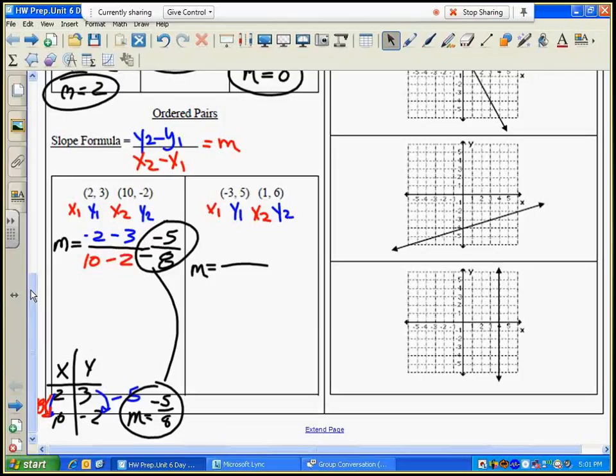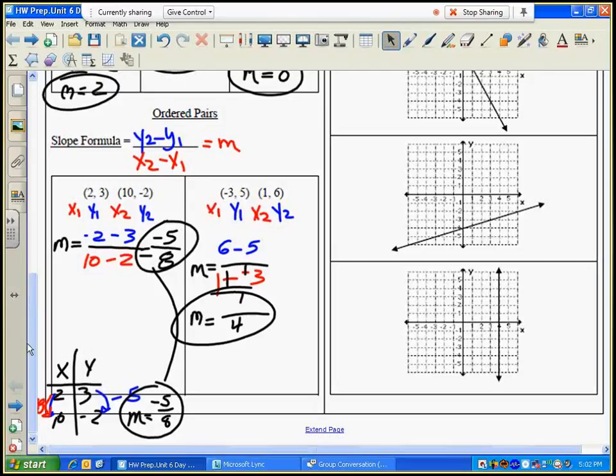Okay, well, y2 minus y1 gives me 6 minus 5. x2 minus x1 gives me 1 minus a negative 3. Okay, so we've got to be careful with those two negatives, but I think we can handle it. M equals, let's see, 6 minus 5 is 1. And then 1 take away a negative 3. That's like saying 1 plus 3. So that leaves us with a slope of 1/4.